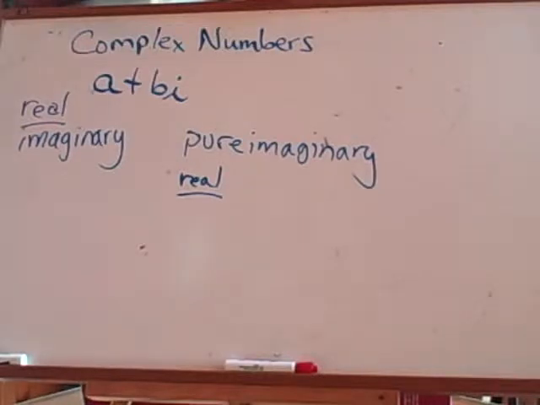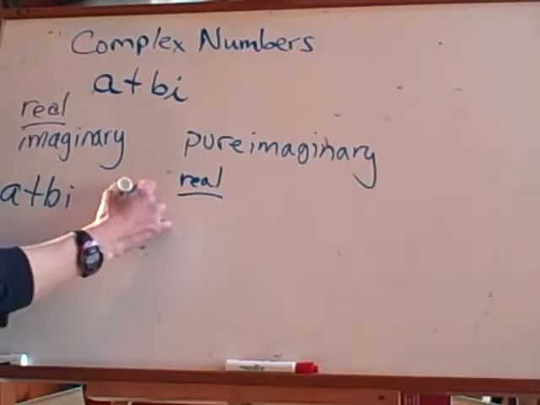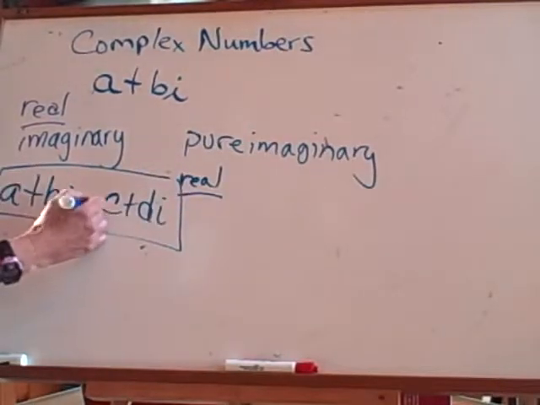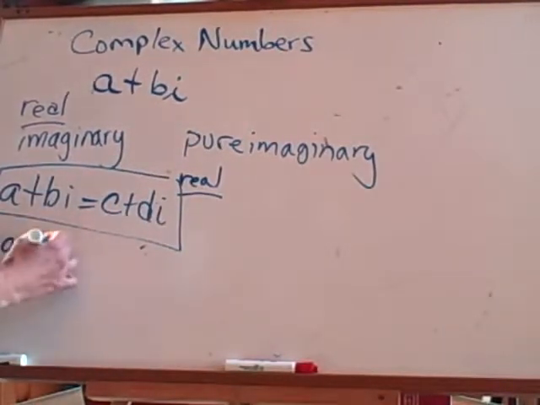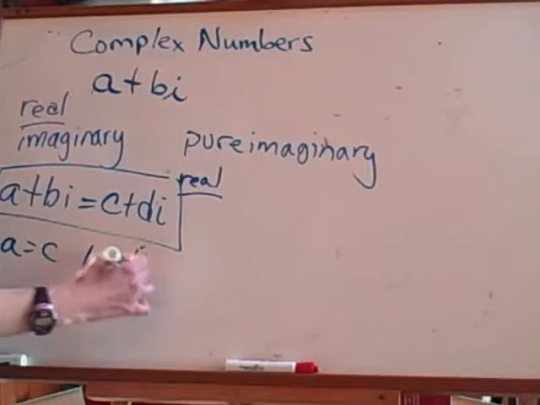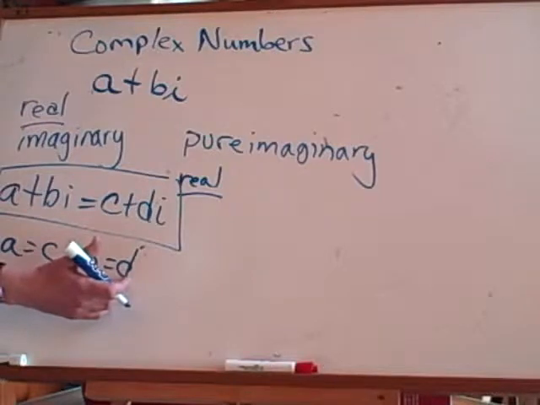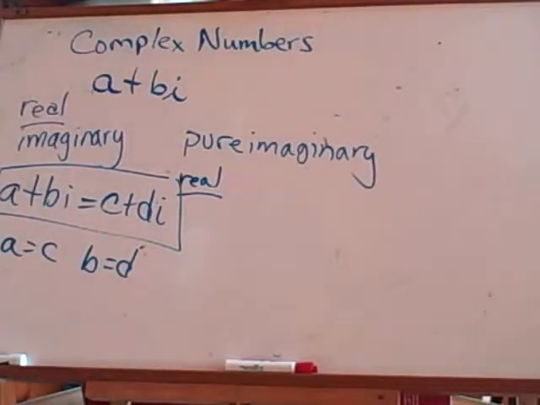If B equals 0 and you don't have an i component, then that's just a real number. And those are all the numbers you've dealt with up to this point. Now, if you have two complex numbers, let's say they're a plus bi and c plus di, these are equal if A equals C and B equals D. If the real components are identical and your imaginary coefficients are identical, then your two complex numbers are equal.